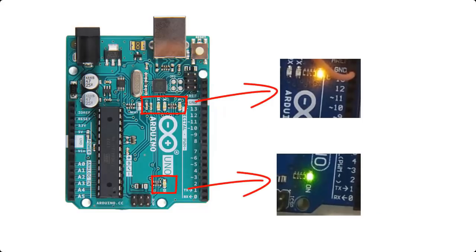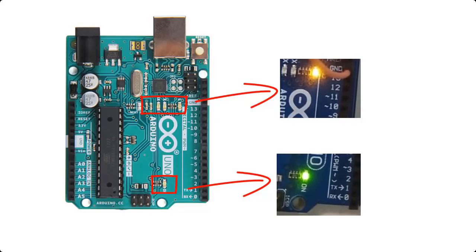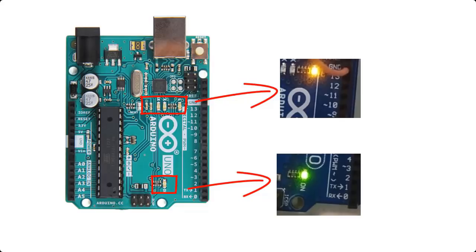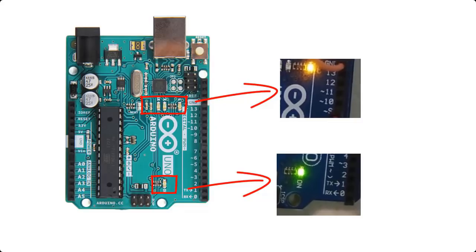There are some LEDs on the board. The power LED is for power indication. When the board is connected to the power supply, this LED must light up. If it does not turn on, there is something wrong in the board or power supply. The TX and RX LEDs are serial communication indicators. Whenever the board is transmitting or receiving data, these LEDs will blink.